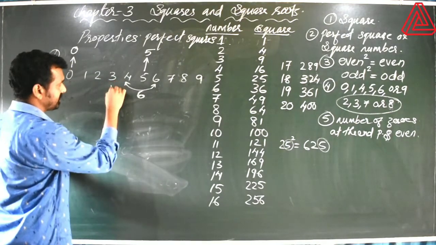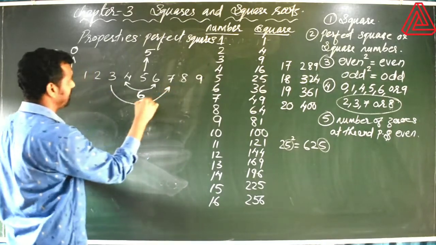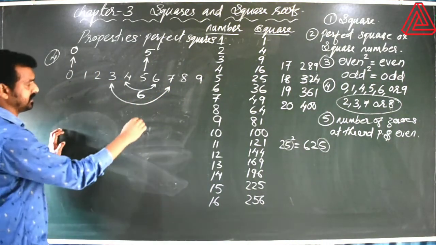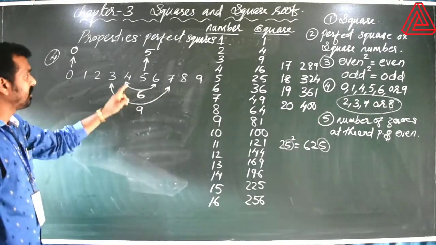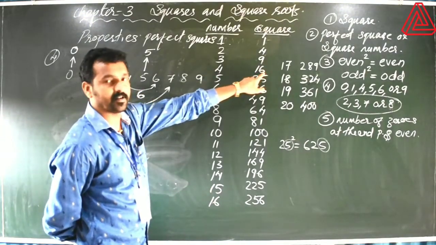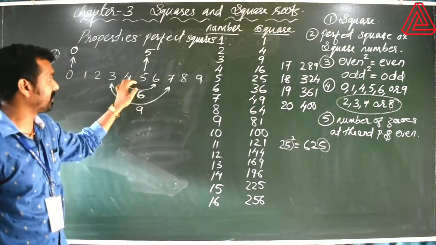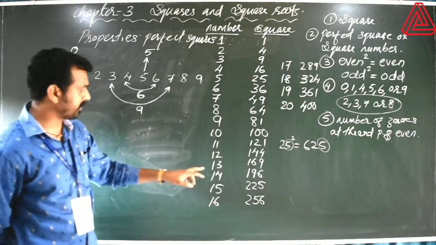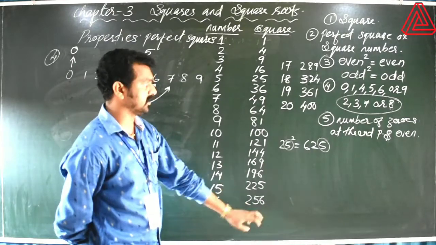If a number's unit place is 3 or 7, its square will end with the digit 9. Example, we can see here, 4 and 6. The unit place of the square of 4 is 6, and the unit place of the square of 6 is 6. So for 4 and 6, the square's unit place will be 6.